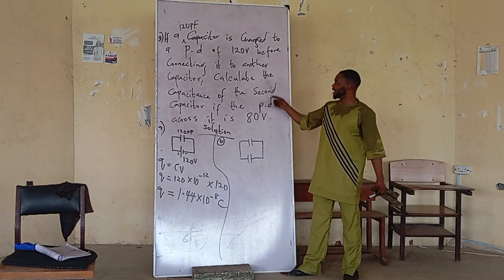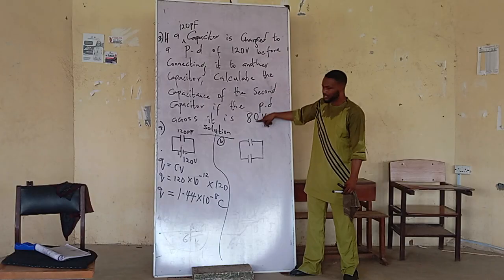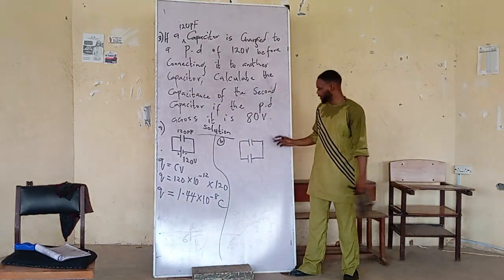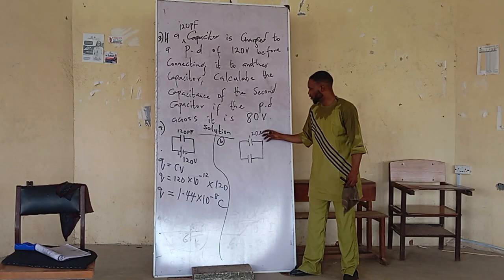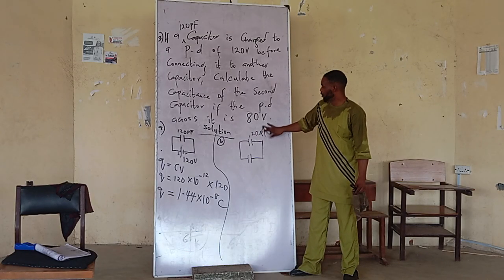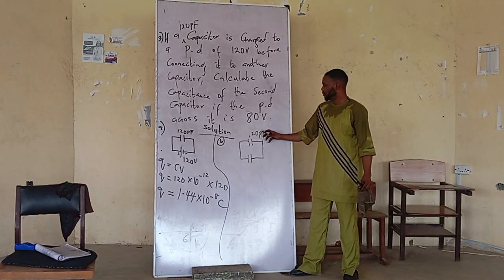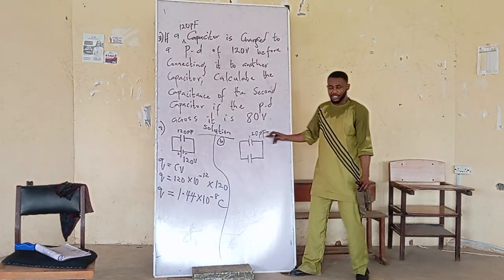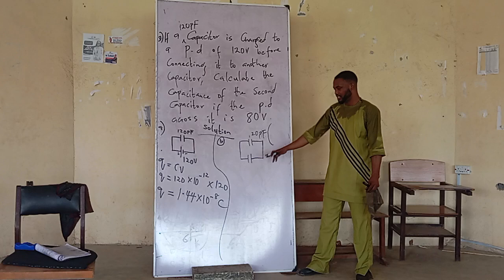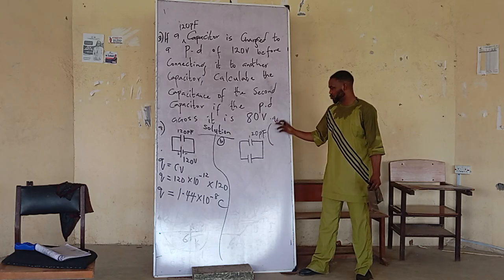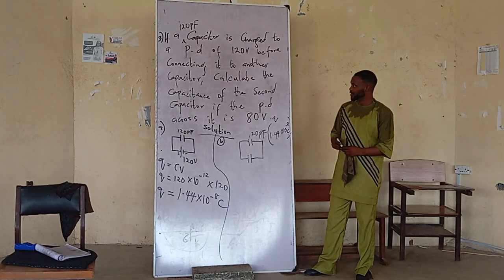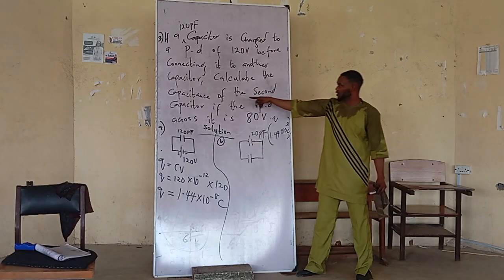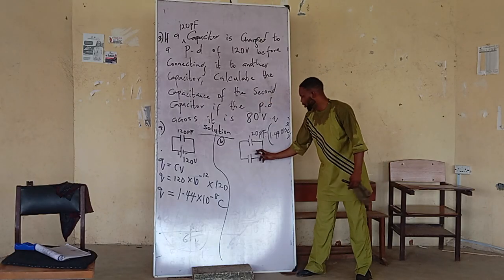So this 80 V that you are looking at is simply the same as saying we have a charge on this one. This is microfarad capacitance. But this 120 volt is carrying a charge into this place, a charge Q, which is 1.44 times 10 raised to the power minus 8 coulombs. This is the charge it is carrying into this place. And this second capacitance, we don't know it, so let's call it C2.